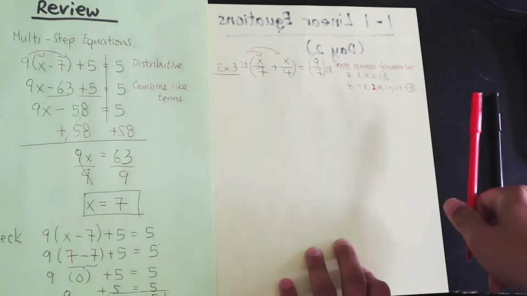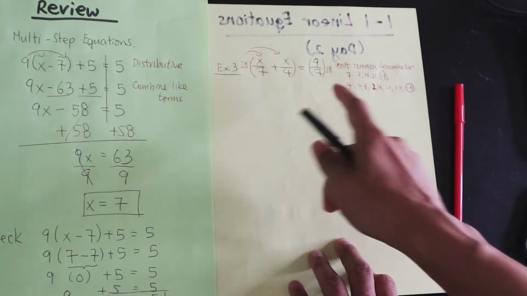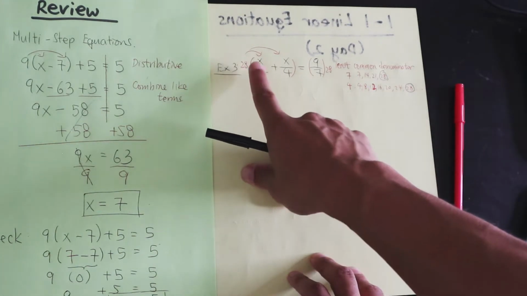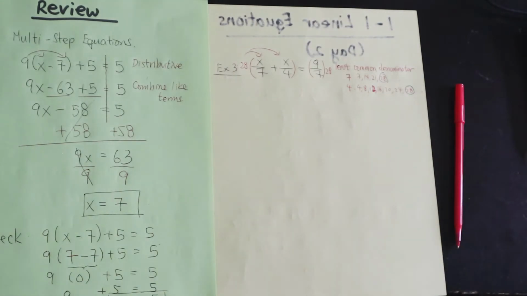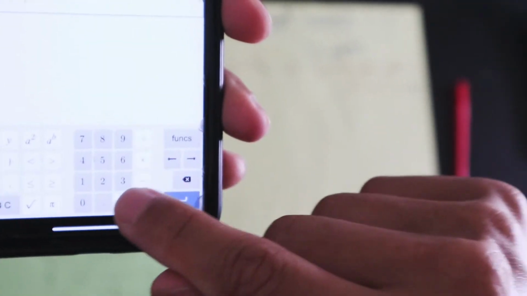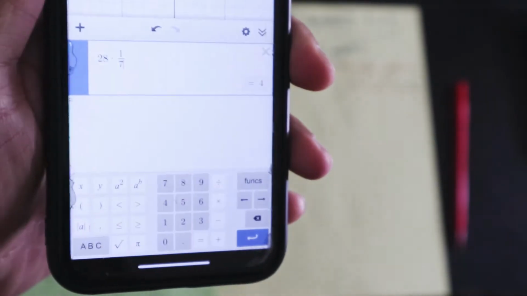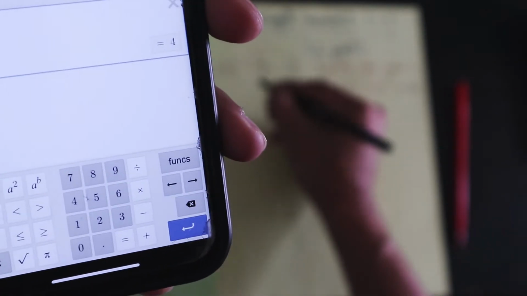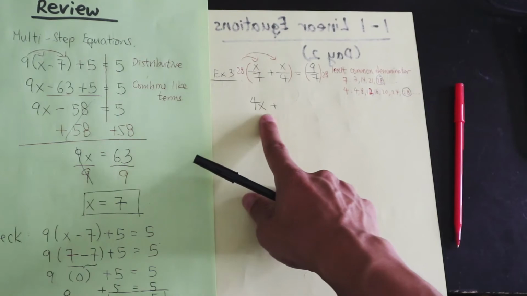And don't be afraid of the fractions because you can use your calculator to simplify for you. So this is 28 times 1 over 7. Let's do that. On our calculator, you're going to do 28 times 1 over 7. Can you see that? Oh, right here. So 28 times 1 over 7 is 4. So I'm going to put 4x. Okay, so here I put 4x.